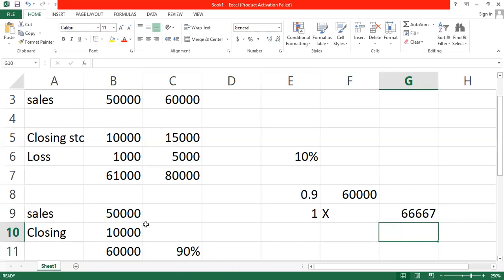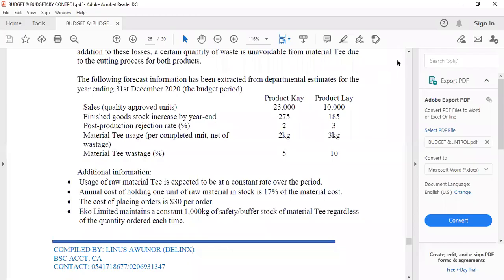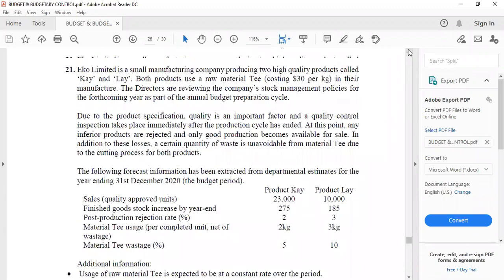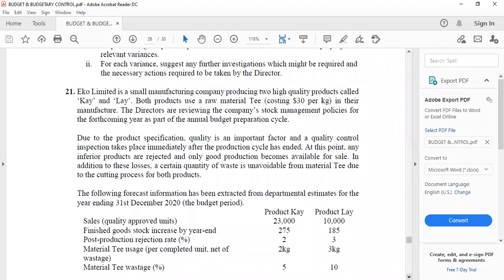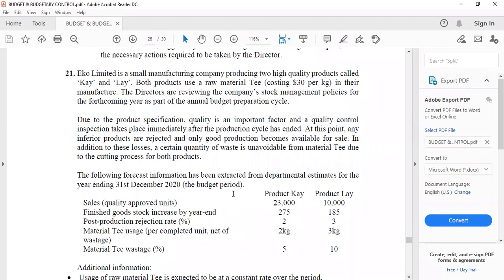So let's take a question, then we move on. All right. Let's take a question. That will be question 21. Okay, who is reading for us? Messi, read for us. Okay, I'm coming. So question 21.